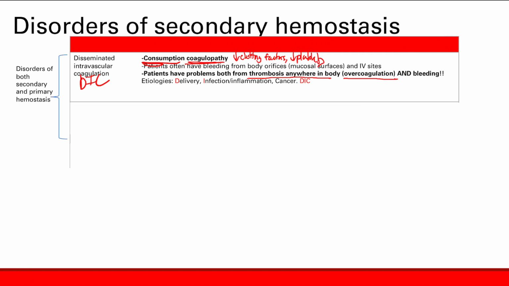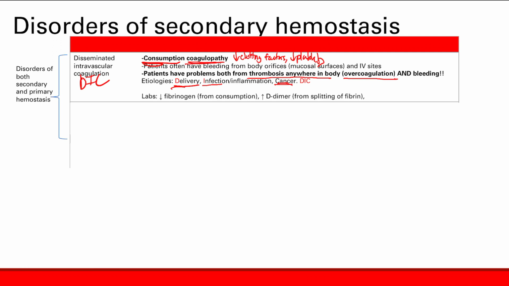The reason why we can get DIC, remember we said it was from overactive clotting, widespread activation. There's the three things: delivery, infection, and cancer. That's DIC. Okay. Delivery is because you have tissue factor in the amniotic fluid that activates coagulation during birth, and then you have infection. You have all these inflammatory markers that cause coagulation, and then finally cancer. Cancer is a hypercoagulable state, so you can get widespread activation of coagulation. And you get DIC. So, what labs would you see?